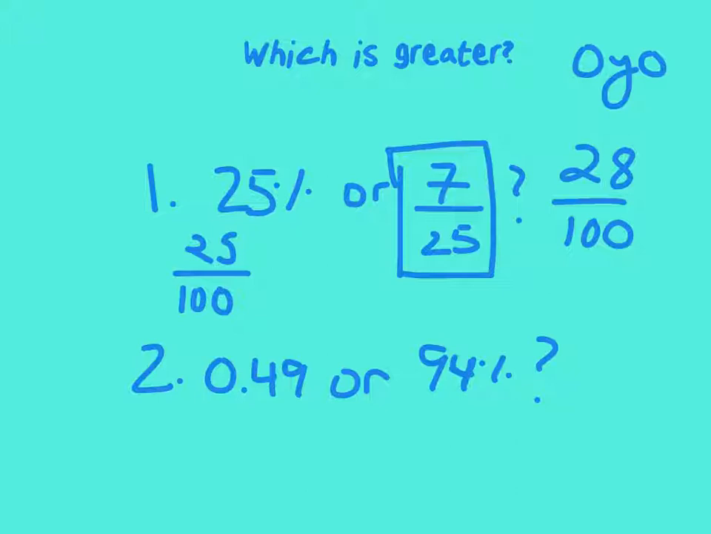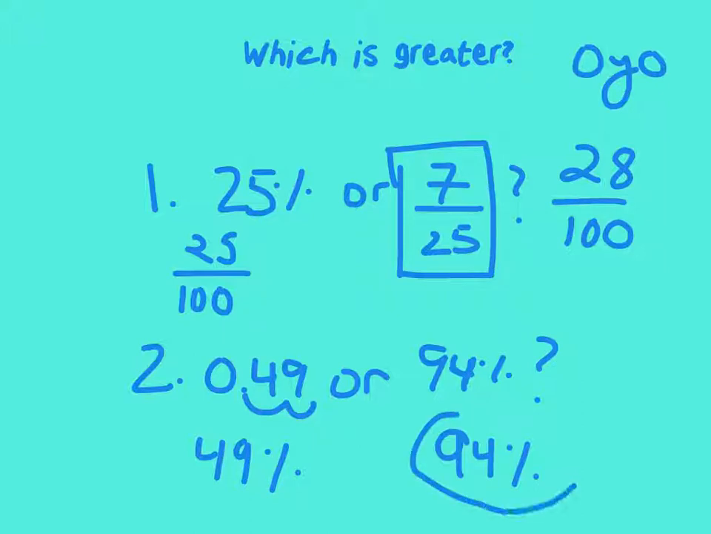Now number 2, I see that I have a decimal and a percent, so I'm not going to mess with fractions on this one. I have 94%, and I'm going to leave that like it is. And I'm going to change 0.49 into a percent by moving it 2 places to the right and getting 49%. Now I can easily tell which one is greater, and I can see without a doubt that 94% is bigger.